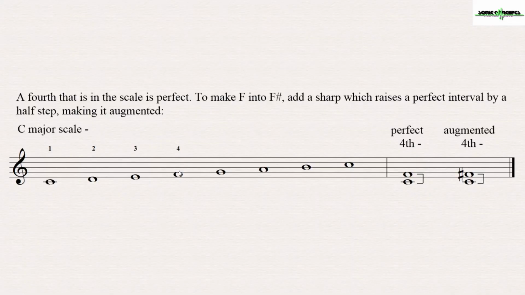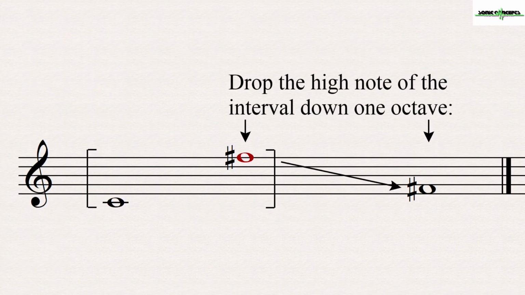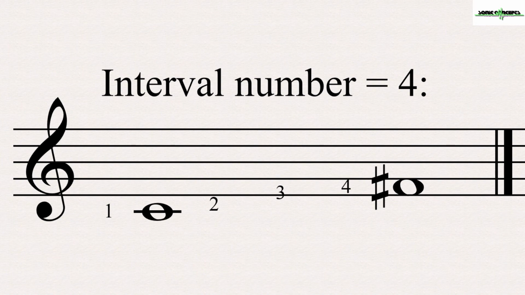When a sharp is added to F, it increases the distance from the low note of the interval, C, to the high note by a half step. This changes a perfect fourth to an augmented fourth. Therefore, the interval that resulted when we dropped the high note one octave is an augmented fourth. Our original compound interval has an F sharp as the high note. When we drop the high note of the compound interval down one octave, it becomes a simple interval with an F sharp as the high note.